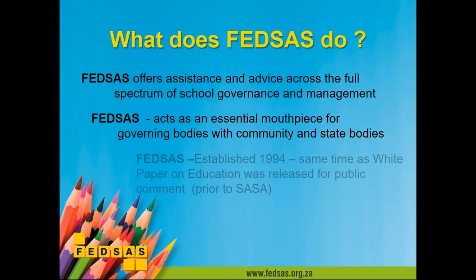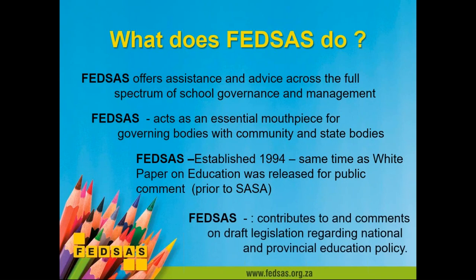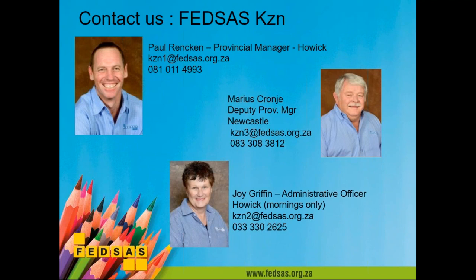A little bit of background, what FEDSAS are about. For those of you that aren't aware of who we are and how we operate, we've been around since 1994. We've got 110 volunteers throughout the country. Some of them are on this session. Thank you very much for your involvement. In Natal, we have Marius Cronier and myself. I sit in Howick, and Marius Cronier is up in Newcastle. And then we also have an administrative officer, Joy, who works mornings and does a bit of our admin side. So Marius and myself are the two provincial managers. If you have any queries, you're welcome to get hold of us. I purposely left the slide up there for a while so you can get those details if you don't have them yet.